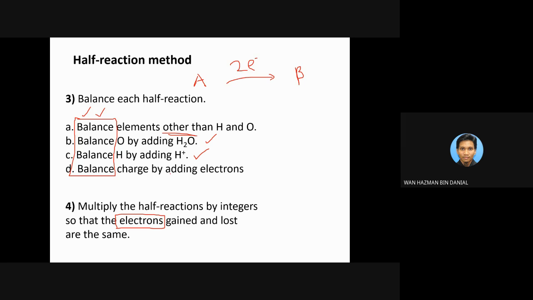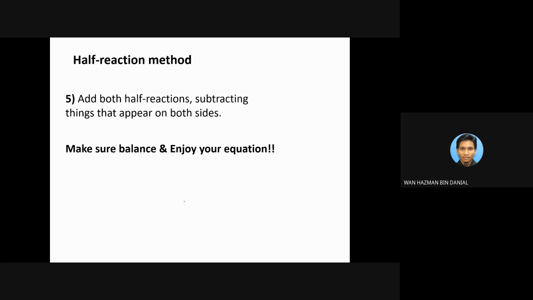Okay. So it is important that you make sure that the same lah. Kalau same, you don't have to multiply them. Kalau dia tak sama, you need to multiply so that they get the same integers. Okay. So and then add both half reactions, subtracting things that appear on both sides. Okay, ataupun you balance. Kalau ada dua-dua ni, you balance and enjoy your equation.